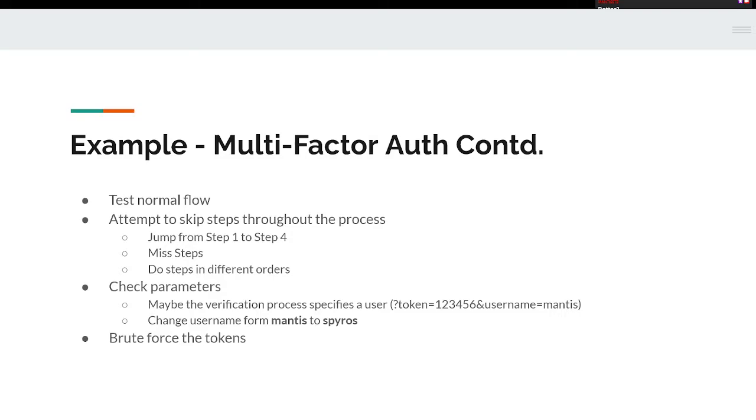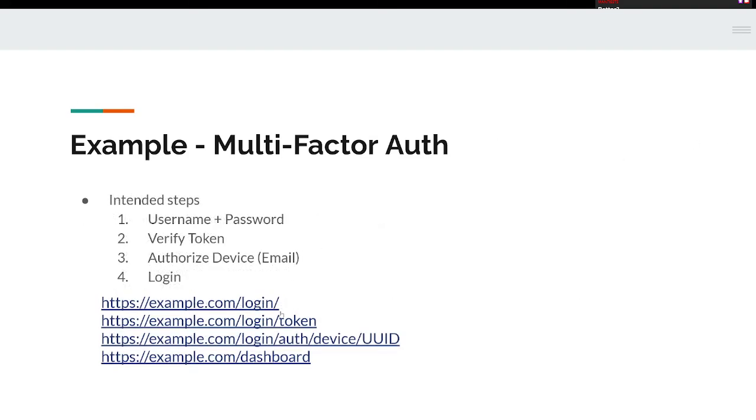So what happens if you miss some of the steps? In the previous example, let me show you here. You've got login slash token, then you've got authorize your device, then dashboard. But what happens if you just miss the two middle steps? If you go from login with your username and password straight to dashboard, is there any code stopping you from doing that? What happens if you don't have to authorize the device? You might have to put in your authentication token, but you might not need to authorize the device. Or the other way around. Maybe you get an email before you even put in your MFA token. Who knows? It's that sort of flow.